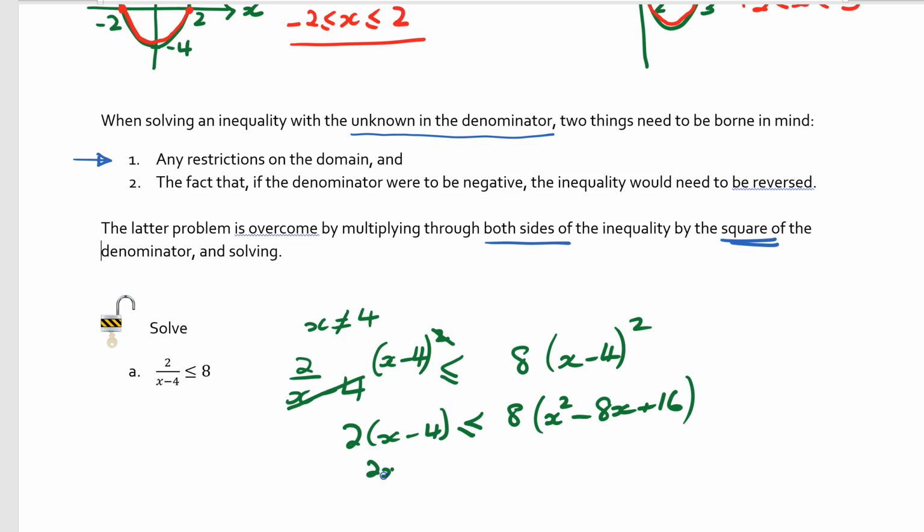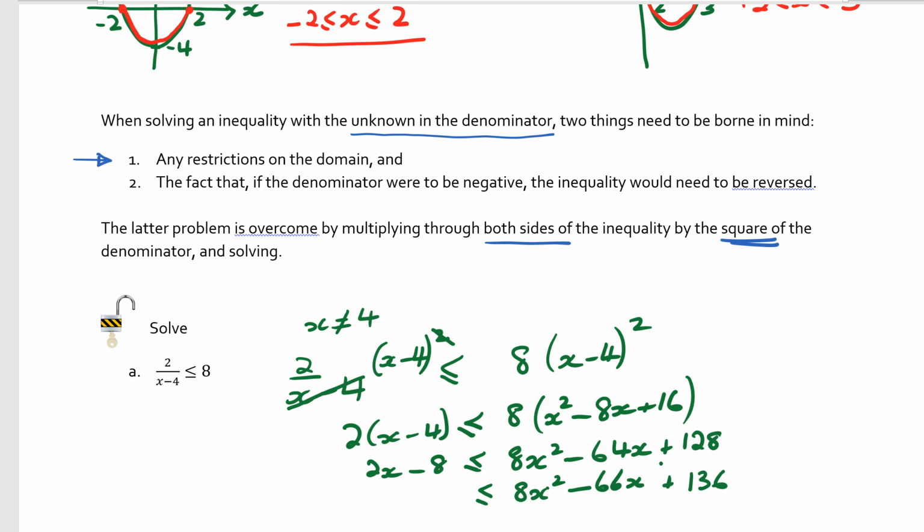So if I just expand these brackets out, 2x minus 8 less than or equal to 8x squared minus 64x plus, what's that, 128. And if I just take this 8 over and add it, that will now be 8x squared, and this will become 136. And I'll take these 2x over and subtract them. So that will be minus 64x minus another 2, so it's minus 66x. And I'll have 0 here.